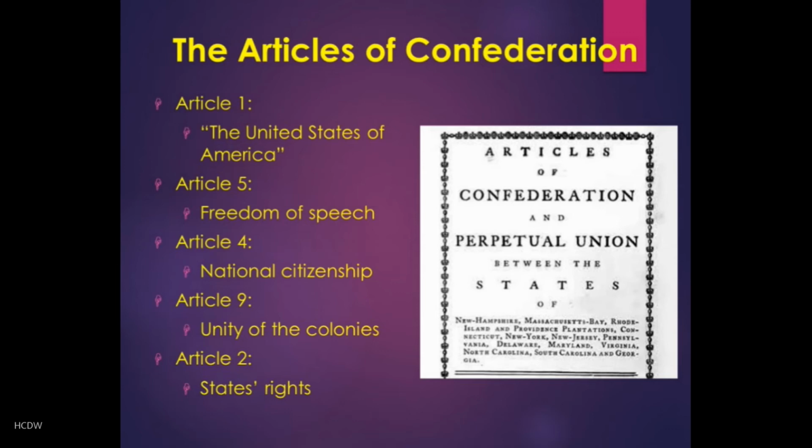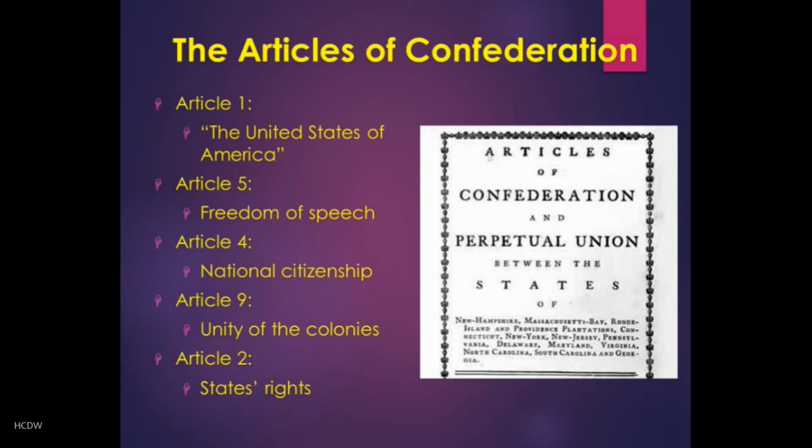Article 4 established the idea of national citizenship, which essentially overruled individual state citizenship. So, "the free inhabitants of each of these states, paupers, vagabonds, and fugitives from justice excepted, shall be entitled to all privileges and immunities of free citizens in the several states." So if you're a citizen of a state, you're a citizen of all of the states.